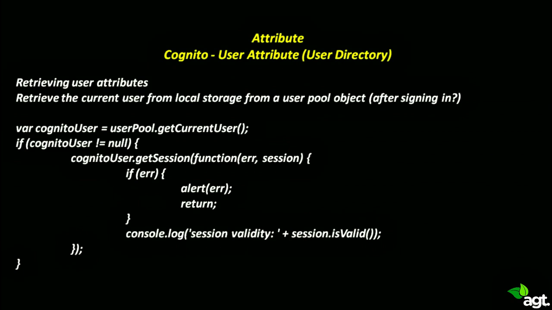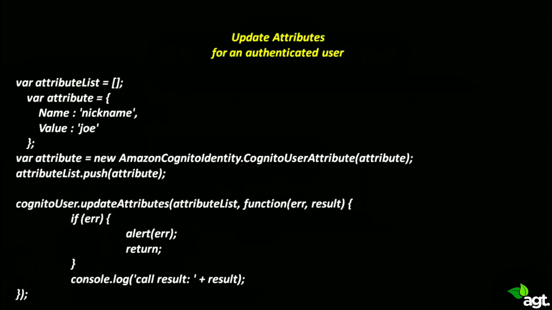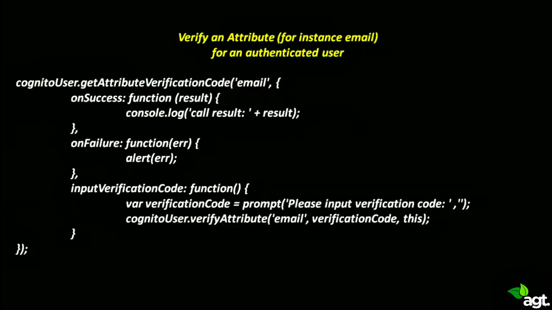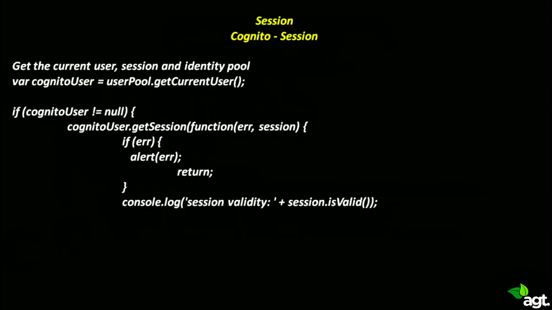Attribute mode means retrieving user attributes. Retrieve the current user from local storage from a user pool object after signing in. So this is the code, and update attributes for an authenticated user. This is a sample code. And delete attributes for an authenticated user. You just concentrate on this code. Then verify an attribute, for instance the email. For that process you need to understand the code.